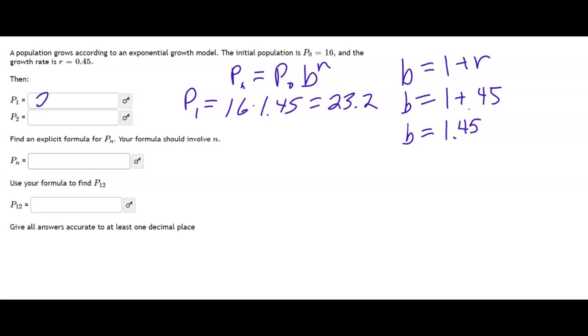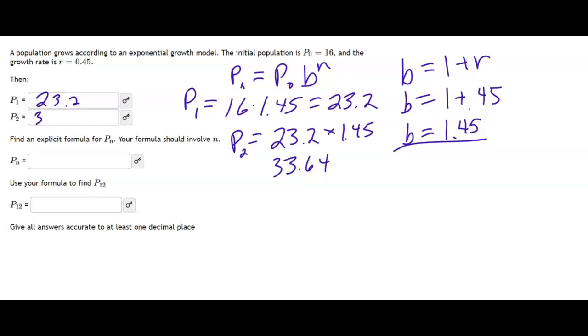Now, we could just go on and say, okay, how do you get the next value? Well, the next value in exponential growth is you just keep multiplying by 1.45. So the second value is going to be the previous value, 23.2. We'll multiply that by 1.45. So I can just go times 1.45 again, and that gives me 33.64.